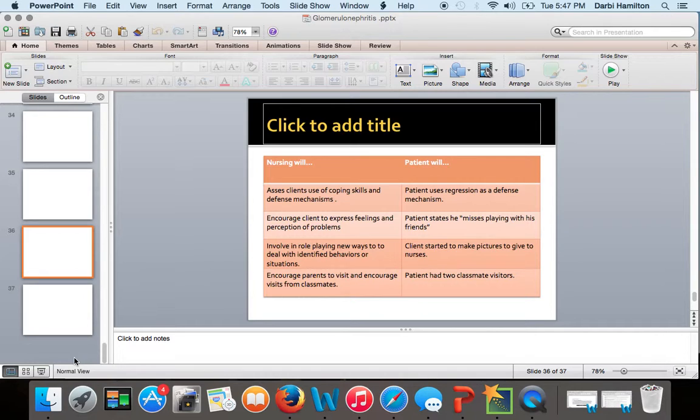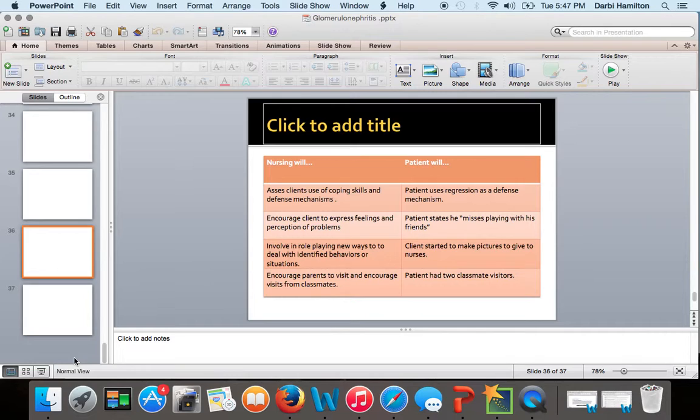Nursing interventions, assess client's use of coping skills and defense mechanisms. Patient's response. We noted patient uses regression as a defense mechanism. Second intervention, encourage client to express feelings and perceptions of problems. Patient response. Patient states he misses playing with his friends.